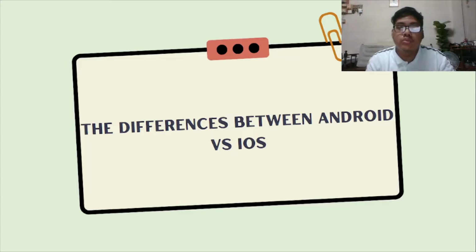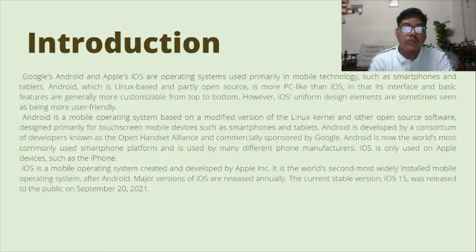Today we want to present about the differences between Android and iOS. So first of all, the introduction. Google's Android and Apple's iOS are operating systems used primarily in mobile technology, such as smartphones and tablets. Android, which is Linux based and partly open source, is more PC-like than iOS in that its interface and basic features are generally more customizable from top to bottom. However, iOS uniform design elements are sometimes seen as being more user-friendly.